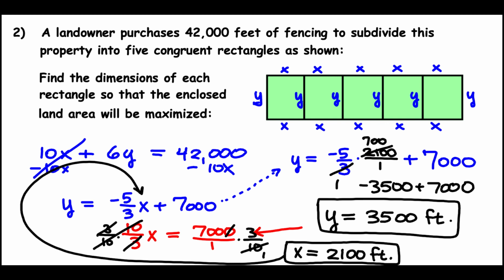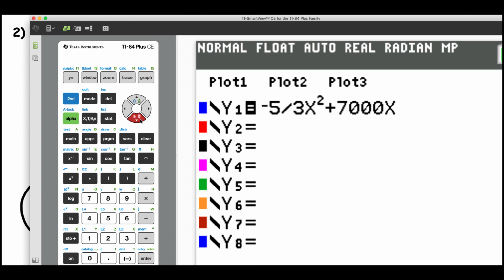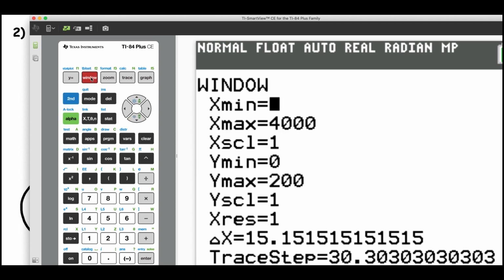Strange, but true. In fact, I'm going to graph just to prove to you that 2,100 is what you want to make the x. Okay, I graphed the equation for area that we had once I did our distributive property, the negative 5/3 x squared plus 7,000x. Let's change the window around a little bit. Since I knew that the answer for x was 2,100, at least that's what I hope it is, I made x go from 0 to 4,000, figuring that 2,100 would be kind of middle-ish. X scale, again, I never change.